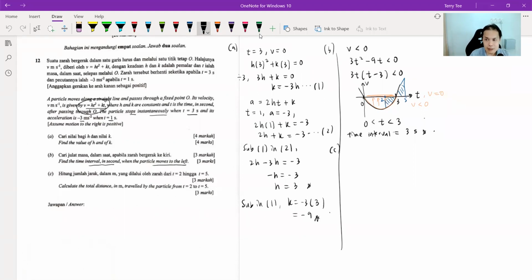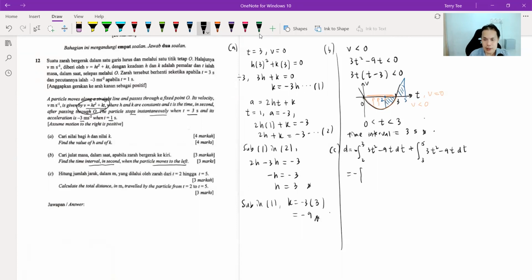So we can use the definite integral to find this area. This is what I'm going to do. I'm going to integrate from 2 to 3 v dt, where v is 3t squared minus 9t dt. However, take note, this area is below the axis, so when you integrate, the result will be negative. Either you put a modulus or you put a negative in front. I prefer to put a negative in front. Then you add the integral from 3 to 5 of 3t squared minus 9t dt.